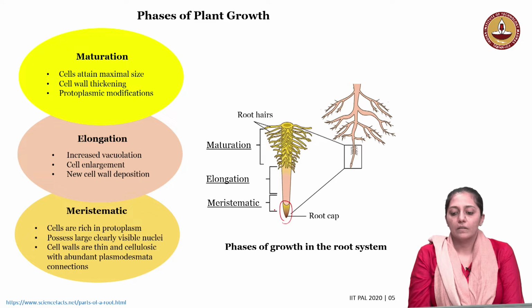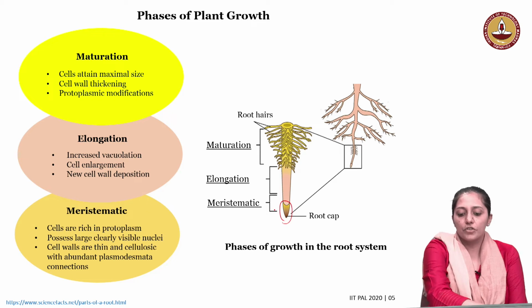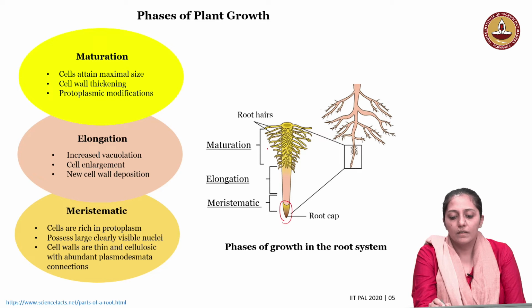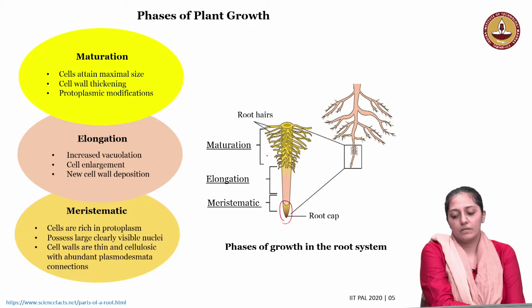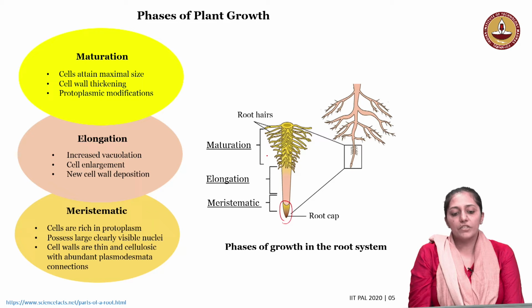The yellow color region shown here with the root hairs is called the maturation part of the growth, in which the cells will attain maximum size. There is no more division happening. The cell wall has thickened and there are protoplasmic modifications where you can see extensions in the form of root hairs. So, this is how growth happens in a root system.